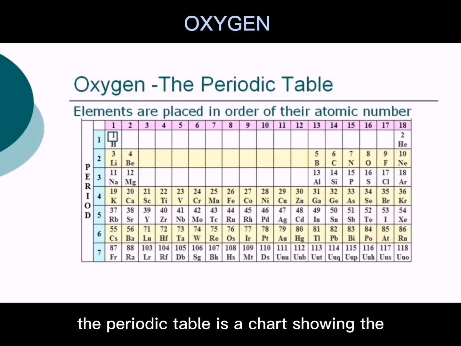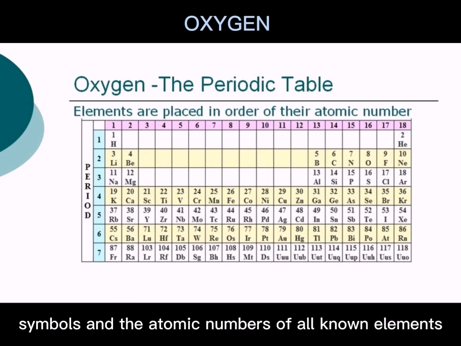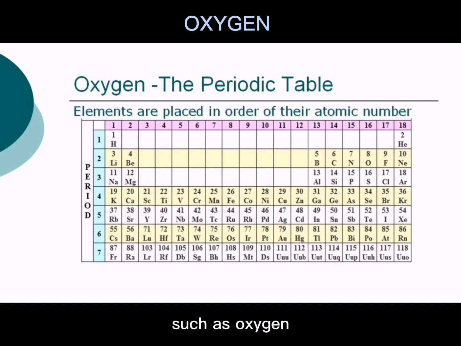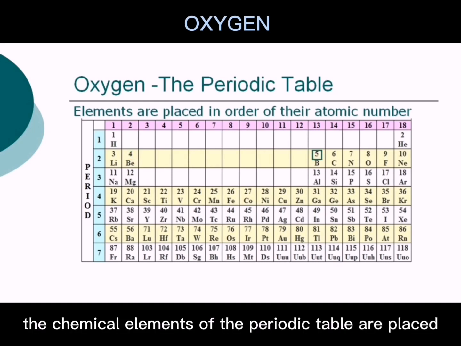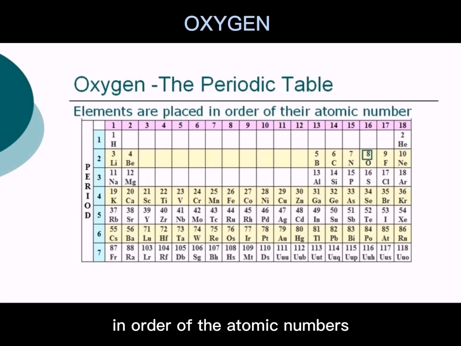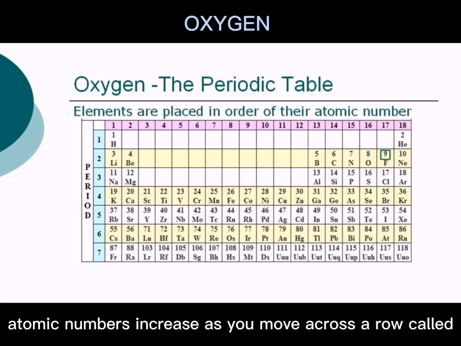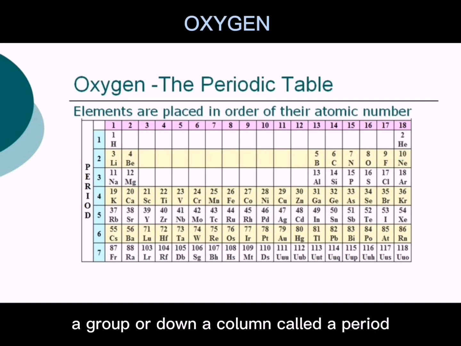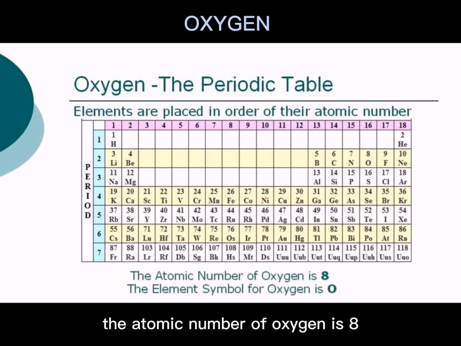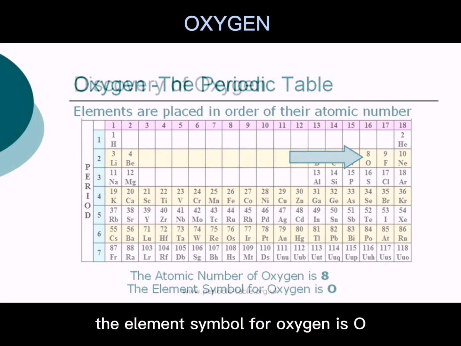The periodic table is a chart showing the symbols and the atomic numbers of all known elements such as oxygen in one large grid. The chemical elements of the periodic table are placed in order of the atomic numbers. Atomic numbers increase as you move across a row called a period, or down a column called a group. The atomic number of oxygen is 8. The element symbol for oxygen is O.